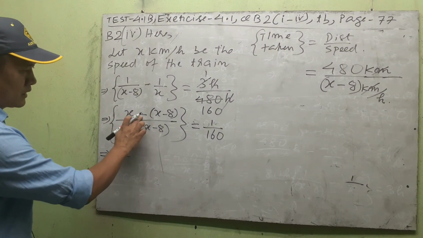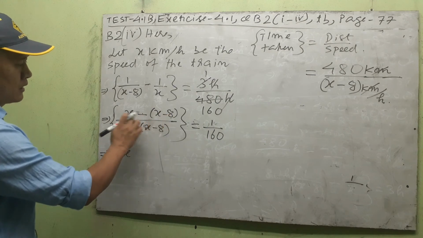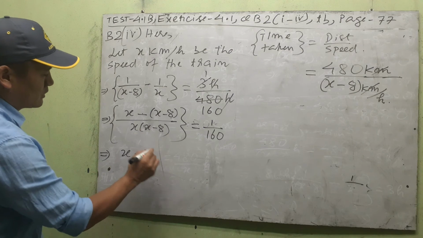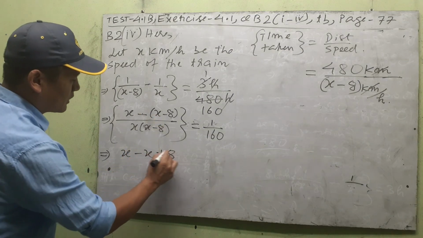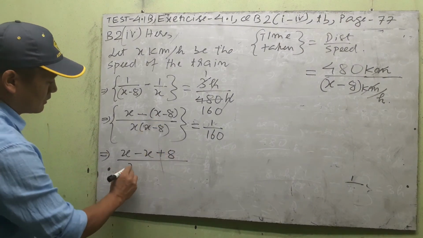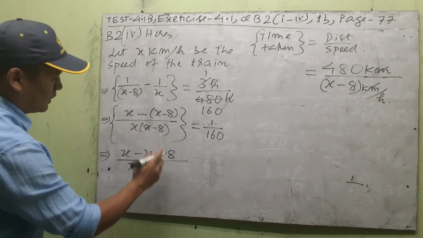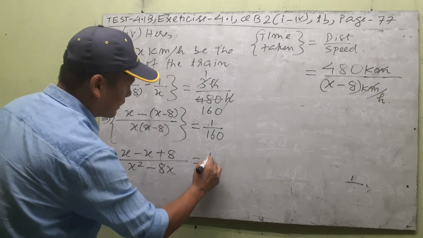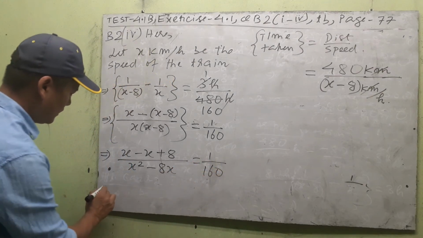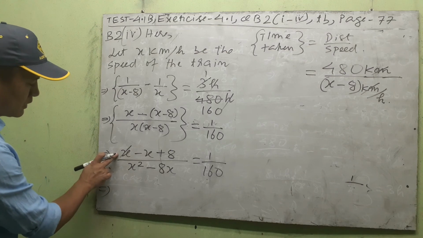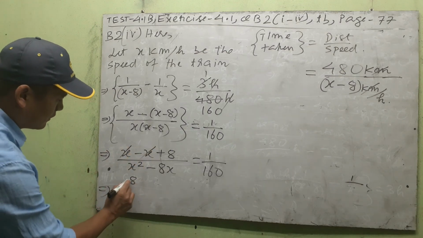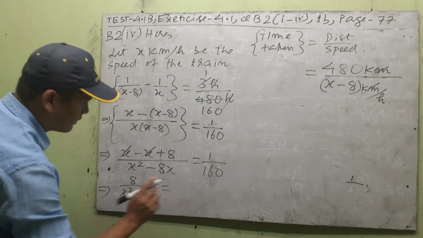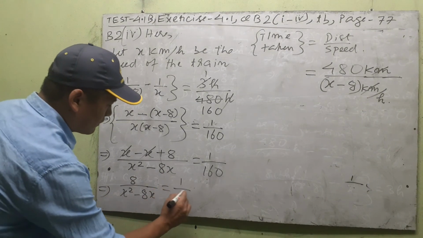X, multiply outside to inside, remove this bracket. This one will still stay if you want, or remove it also, okay. Minus into plus, minus x, minus into minus, plus 8, divided by x into x, x square minus x into 8, plus into minus, minus x into 8, 8x, is equal to 1 by 160. Plus x, no sign plus, minus x, 0, 8 divided by x square minus 8x, we're getting equal to 1 by 160.